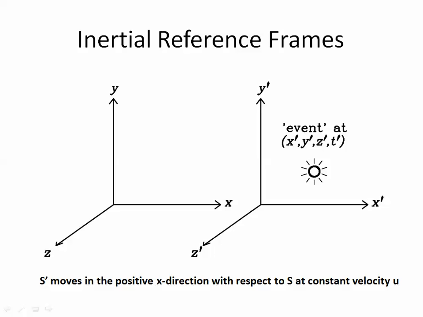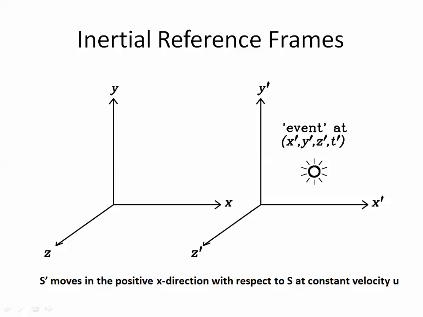The same location in space that we call x, y, z in system S will have coordinates x prime, y prime, z prime in system S prime. By choosing the y and z axes in both systems to coincide, we force y prime to equal y and z prime to equal z for all times. We make this choice to simplify the discussion that follows as we look at relative motion between the two systems that is directed only along the x and x prime axes.